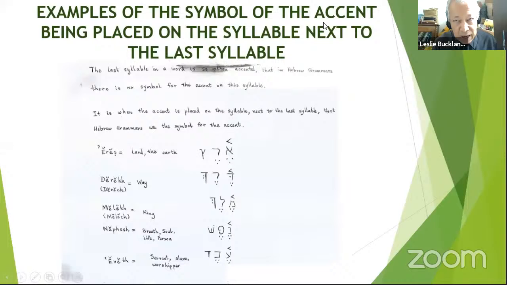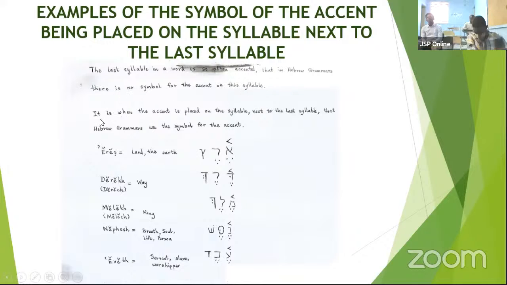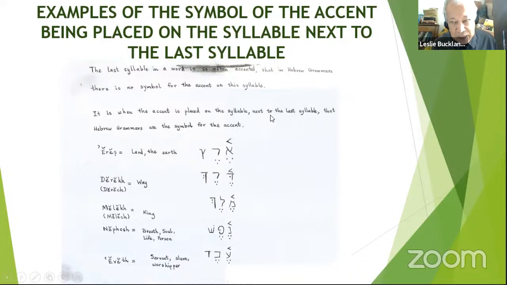Examples of the symbol of the accent being placed on the syllable next to the last syllable. The last syllable in a word is so often accented that in Hebrew grammars, there is no symbol for the accent on this syllable. It is when the accent is placed on the syllable next to the last syllable that Hebrew grammars use the symbol for the accent. So here are some examples.